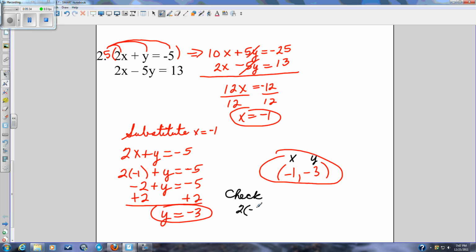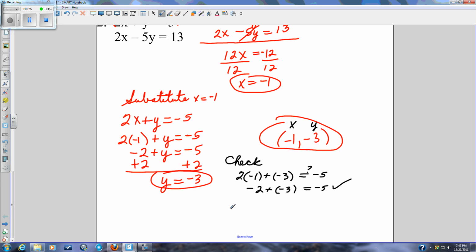We have 2 times negative 1 plus negative 3. We want to know, does that equal negative 5? And sure enough, we have negative 2 plus negative 3, and that does indeed equal negative 5. So the first one checks out just fine.